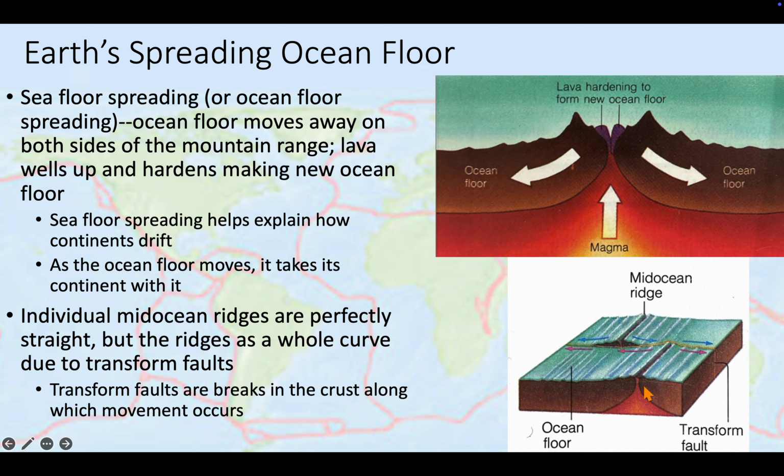Transform faults are breaks in the crust along which movement occurs. That isn't the best description, but here's a transform fault where one side is moving this way and the other is moving the opposite way. So that would be the transform.